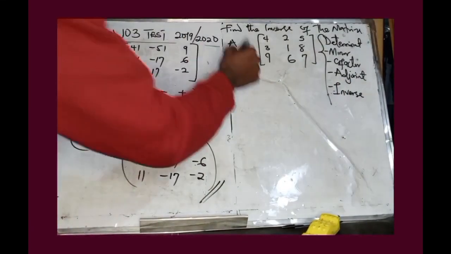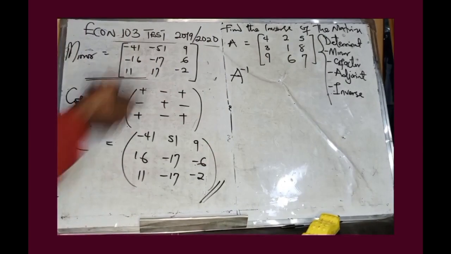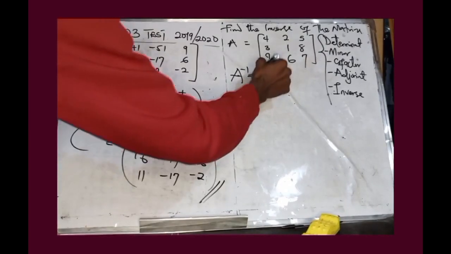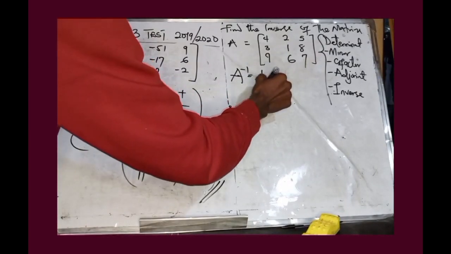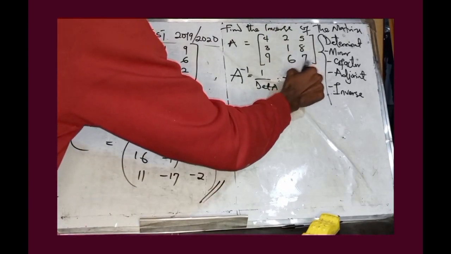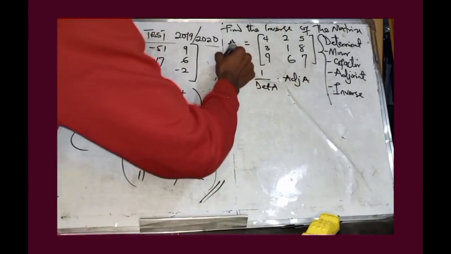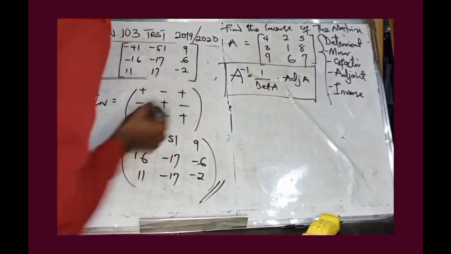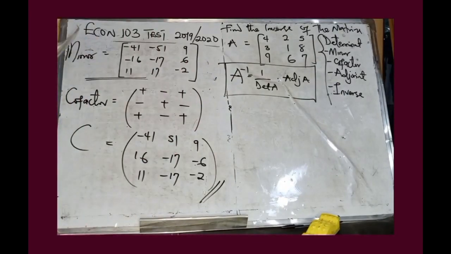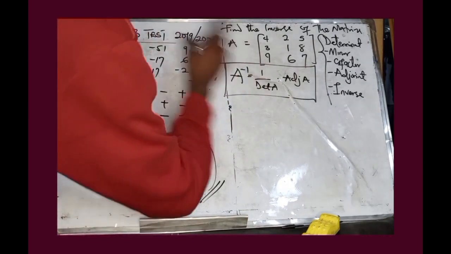Now, the inverse of A is equal to, the formula is, 1 over the determinant of A times the adjoint of matrix A. So this is the formula we are going to be using to obtain the inverse of this A. The first thing we need to do is to obtain the determinant of this matrix.